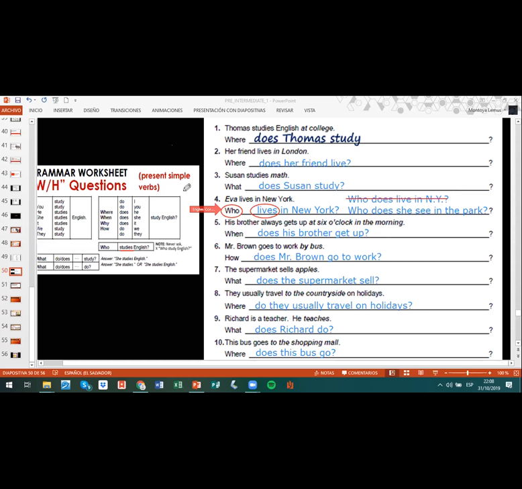Voy a copiar esto así en la plataforma para que les queden las respuestas ahí. Pero no voy a copiar al WhatsApp.